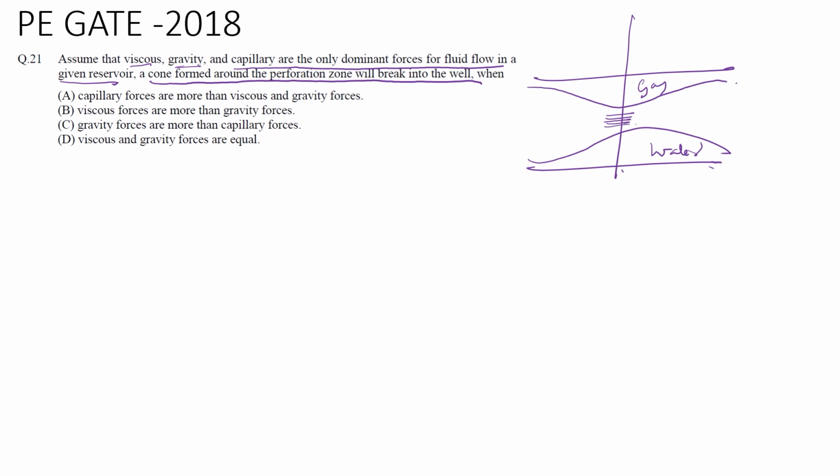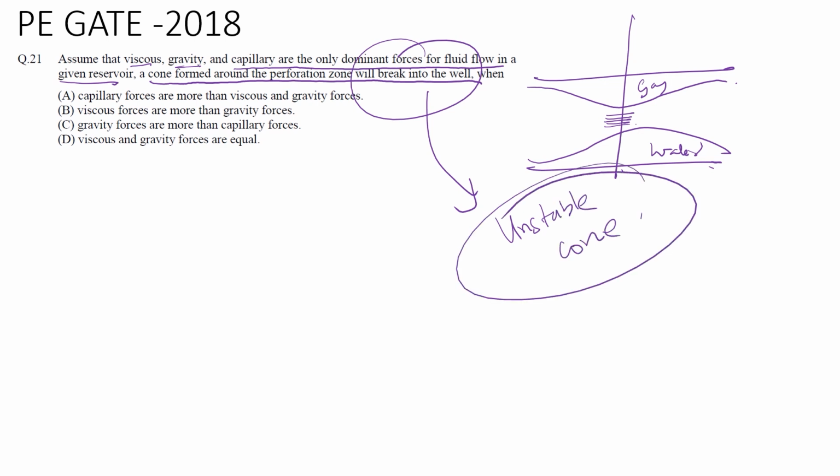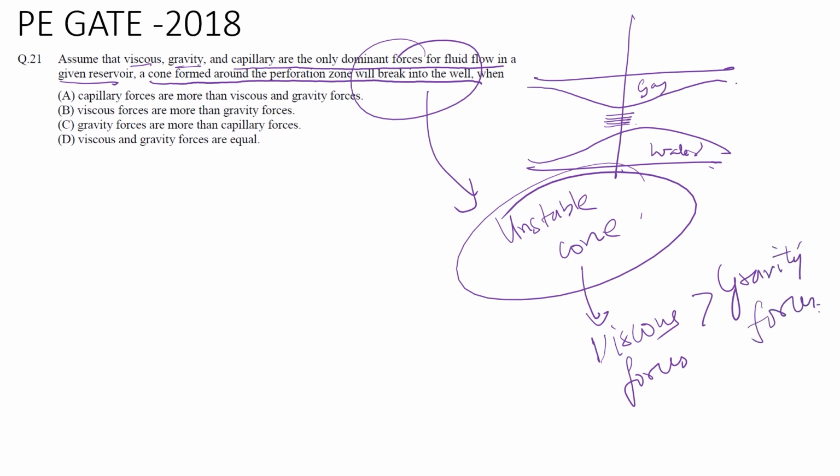Okay, now let's look at the options. We need to find out a cone formed around the perforation will break into the well. Okay, and that means they are asking a condition of unstable cone. And unstable cone, again we have discussed in the session of water and gas coning, it is only possible when my viscous forces are greater than gravity forces, then only my unstable cone will be formed. Okay, so my answer is option B, where viscous forces are more than the gravity forces.